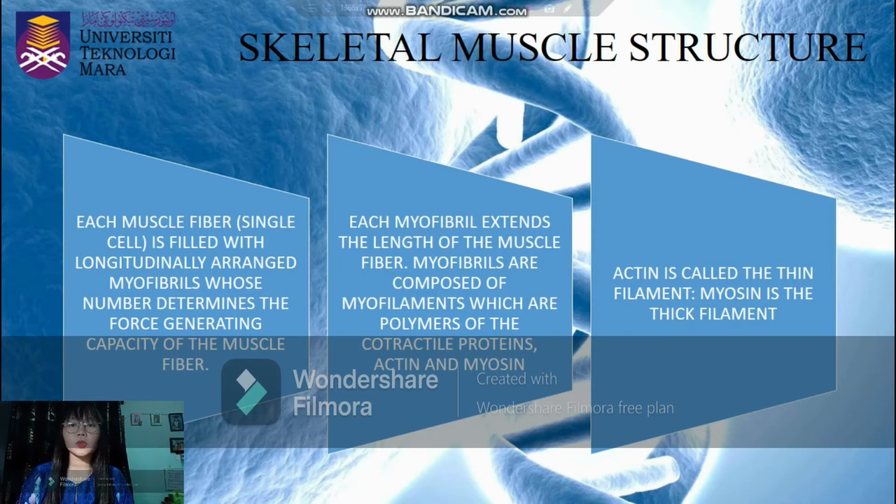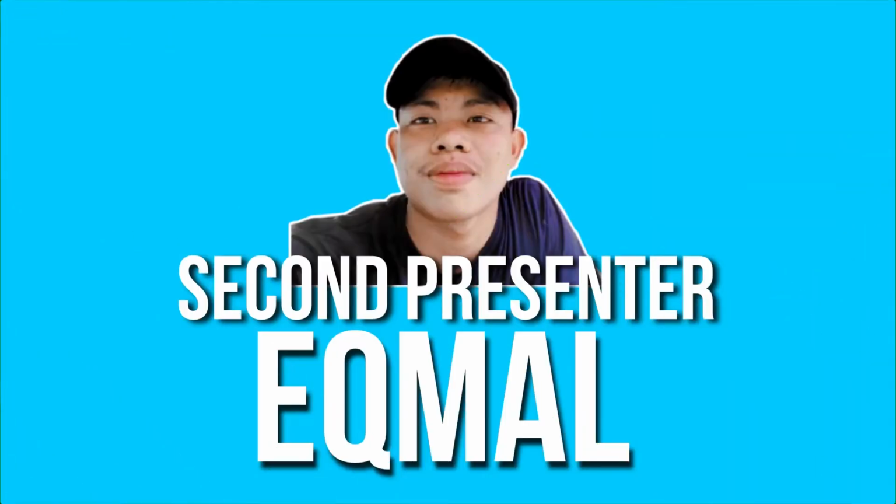Myofibrils are composed of myofilaments, which are polymers of the contractile proteins actin and myosin. Actin is called the thin filament. Myosin is the thick filament.